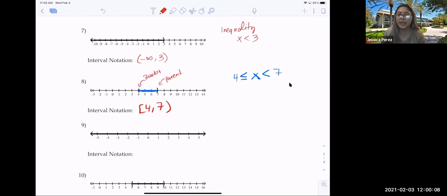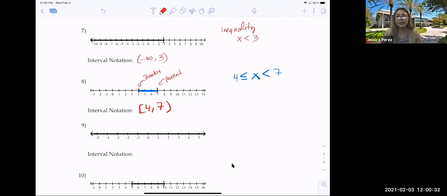Any questions on number 8? This is the time to ask if you have them. Questions on 8? Okay, so you guys are pretty quiet. I don't know if that's a good sign or a bad sign if you're too quiet. That scares me. Okay. All right, let's look at question number 9.